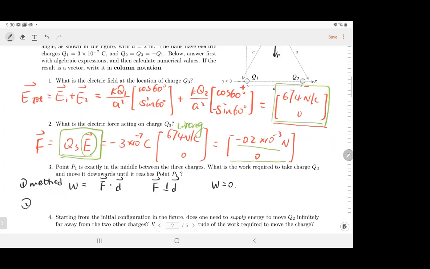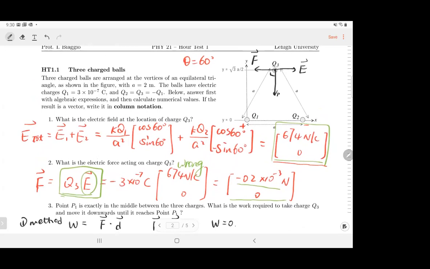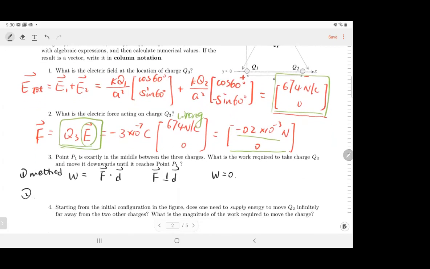The second method, we are going to calculate the potential difference from the initial position to point P, right? The potential is the sum of the potential generated by each point charge. So we have KQ over A, right? And from point charge 1, we have KQ1 over A plus KQ2 over A.